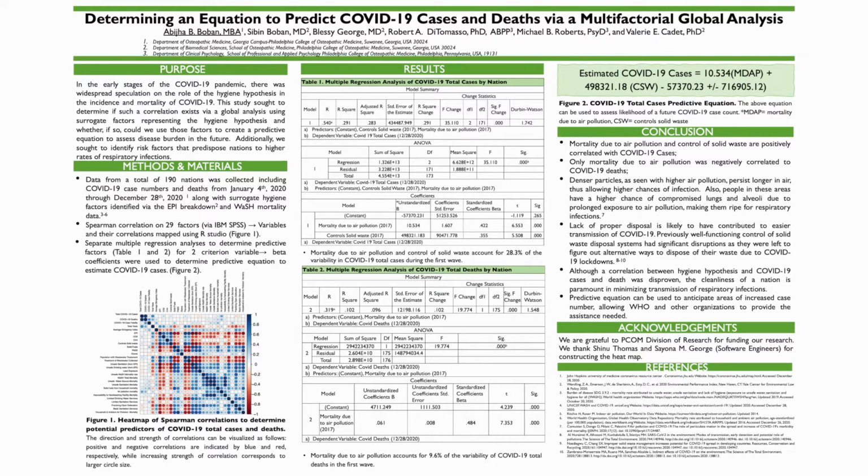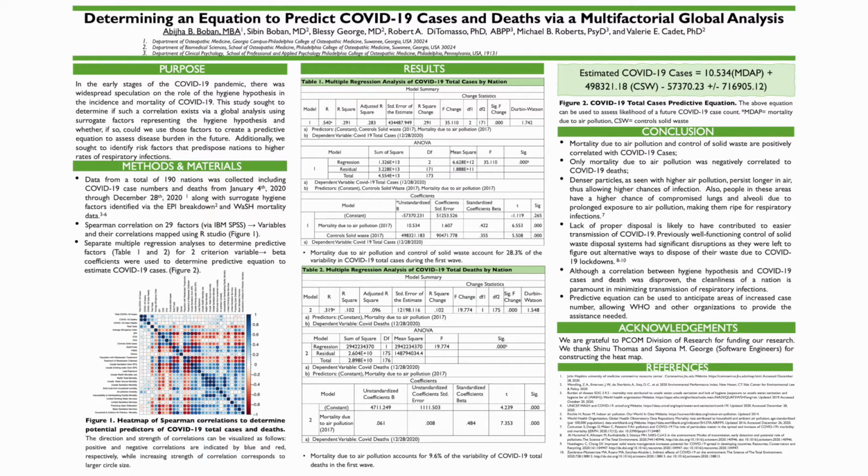Hi, my name is Abija Bobin, a fourth-year medical student at Philadelphia College of Osteopathic Medicine, Georgia. I will be presenting a research on determining an equation to predict COVID-19 cases and deaths via a multifactorial global analysis. This was done in collaboration with Dr. Sibin Bobin, Dr. Blasi George, Dr. Robert DiTomaso, Dr. Michael Roberts, and Dr. Valerie Cadet, all of whom are affiliated with PCOM.